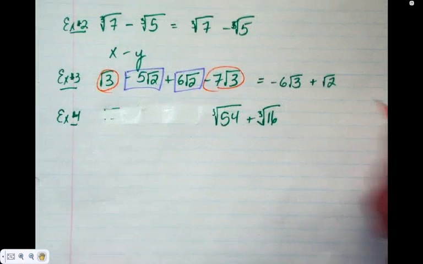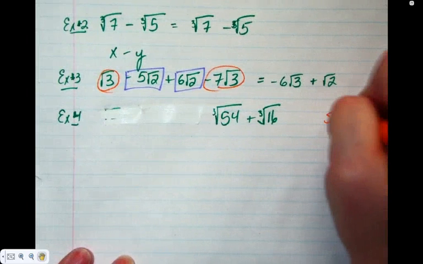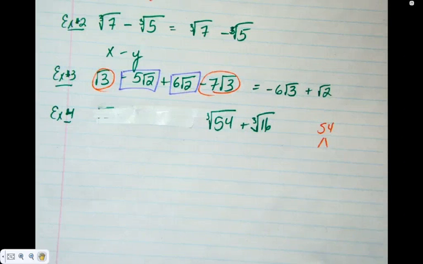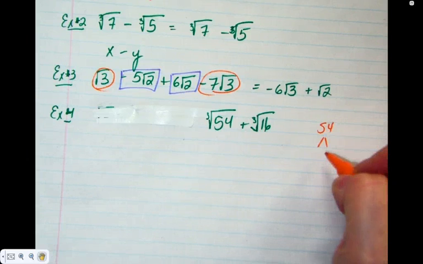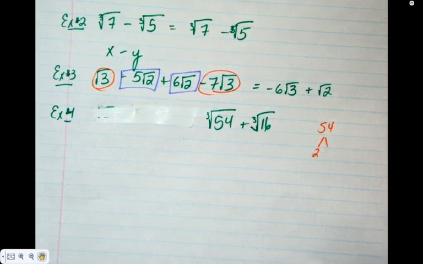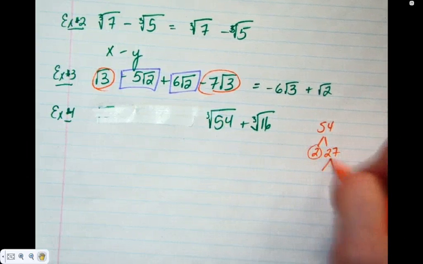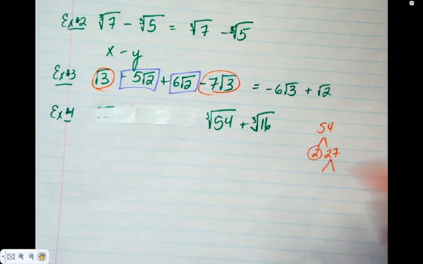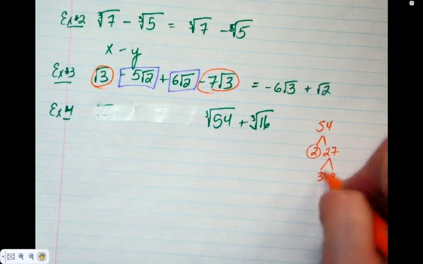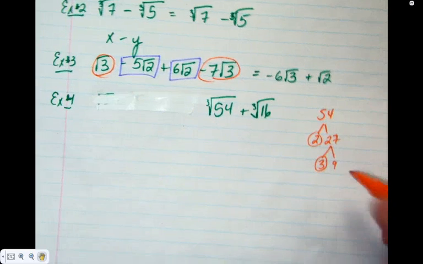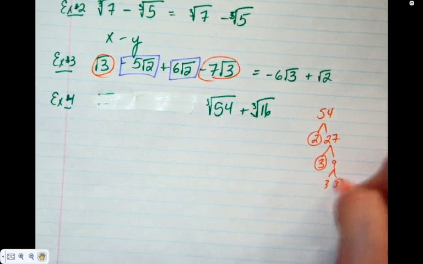So 54, let's break it down. What do you want to start with? What times what? 2 times 27. 2 is prime. What would you like to break 27 down into? 3 and 9, 3 is prime. What would you like to break 9 down into? 3 and 3, prime, prime.